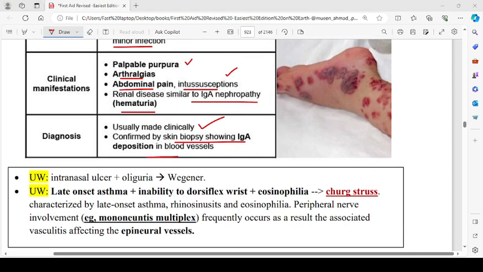Then the UWorld point is that intranasal ulcers with hematuria. So the diagnosis is Wegener's. Because the upper respiratory tract is involved in Wegener's granulomatosis.